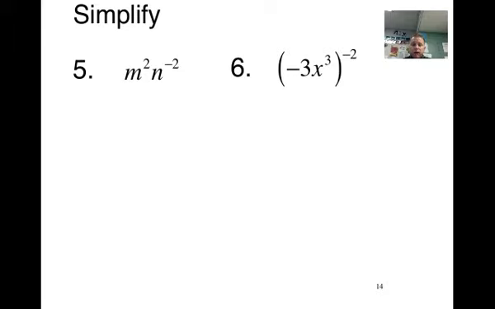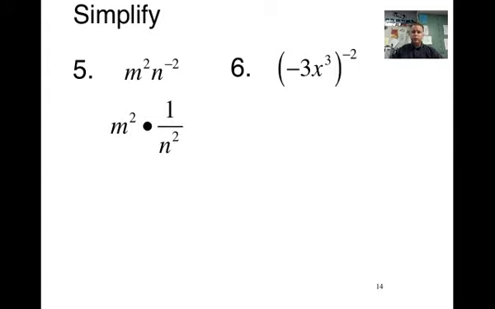Gets a little more complicated here, so I'll walk you through. If you want to try them, I think that would be great, but these get a little bit tough and can be a little confusing. So I have m to the positive second, n to the negative second. Rewrite that using positive exponents. We like positive exponents. We don't really care for negatives if we don't have to.